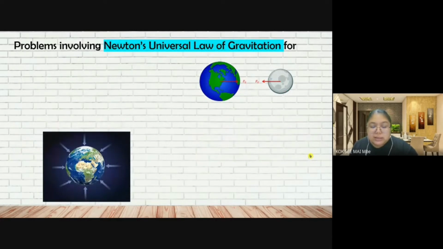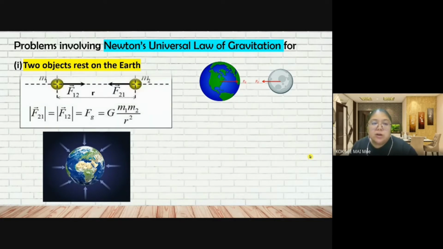Now we're going to see the problem solving related to the law of gravitation. First one, two objects at rest. If two objects rest on the earth, for example, you and me, face to each other, so this is an object at rest on the earth. We create two forces. One is the force of the first body pulling the second body, so we say 1, 2. For the second body, you also pull, you pull the first body with your body.